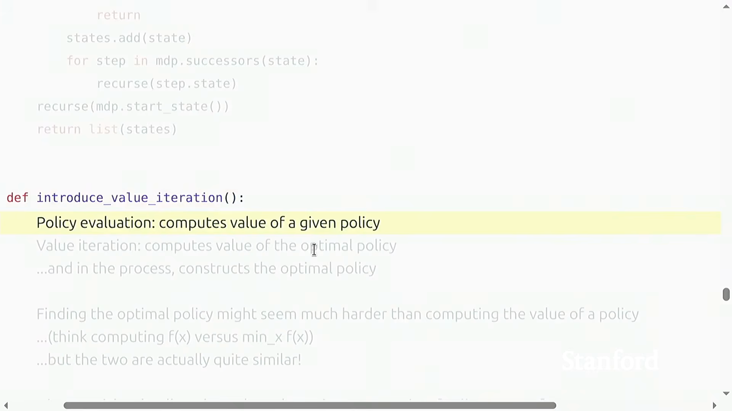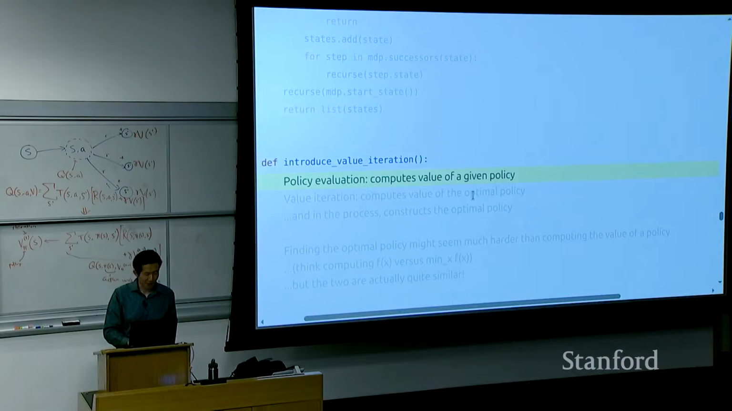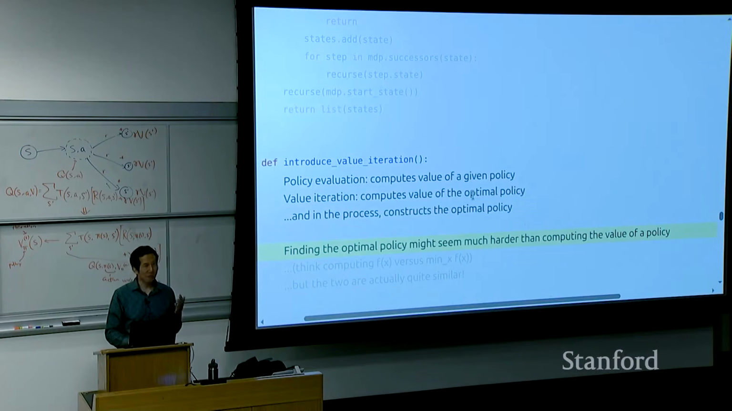So policy evaluation says compute the value of a given policy, and value iteration is going to compute the value of the optimal policy. And in the process, construct the optimal policy as a side effect. So you might think this is pretty hard, right? Because think about if you have a function f of x, computing it can be trivial, and finding the minimizer can be intractable. So how is it possible that for this problem, evaluating a policy and finding the optimal policy are actually not that different?